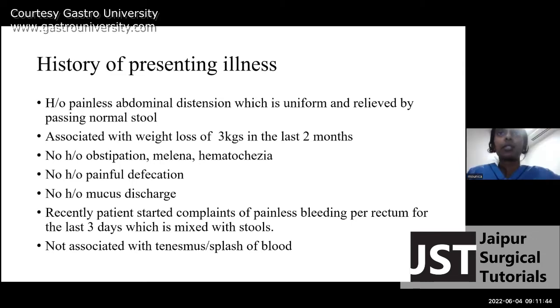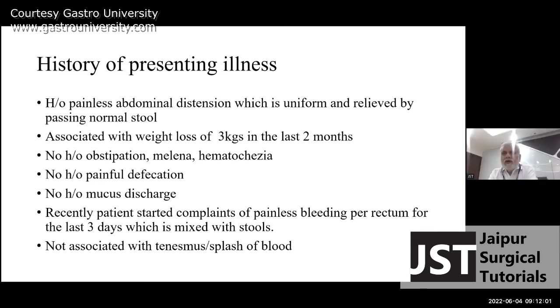Yes, sir. So here you are saying that there is no pain. It is only distension. Yes, sir. So why do you say this is obstruction? Because it got relieved by passing the stool. If there was some obstruction.